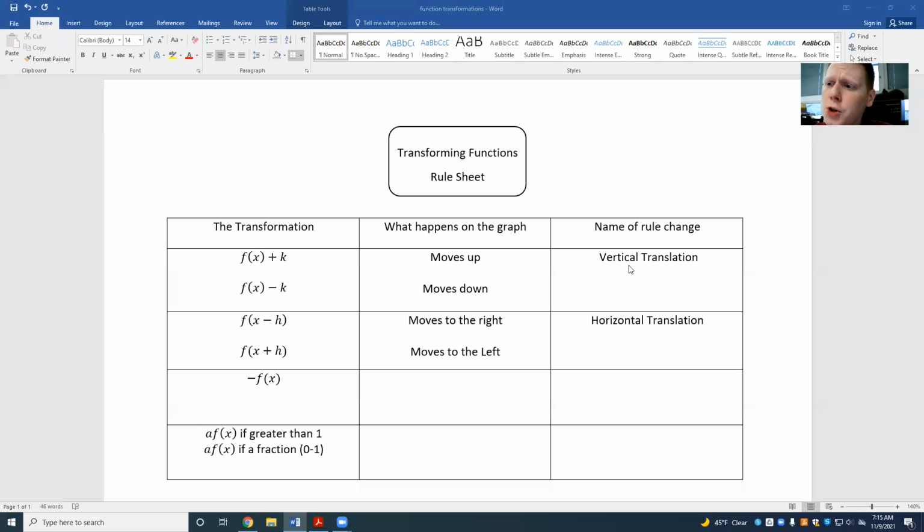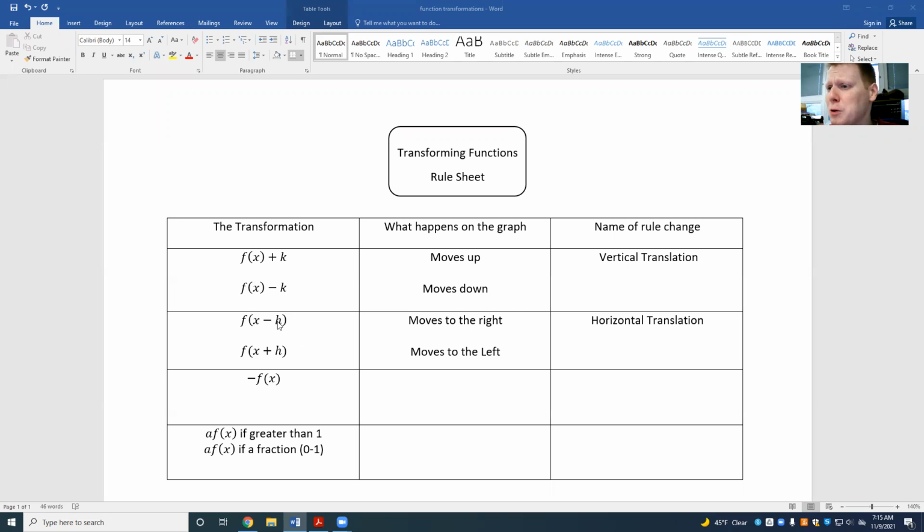All right, so back to our rule sheet if you want to start writing this down, but you should have noticed when you subtract on the inside, it actually moves to the right. And when you add on the inside, it actually moves to the left. How I keep this straight is it's actually the opposite of what you would expect, because most students, if I asked you if you subtract, you would probably say it goes to the left. And if I said it adds, you probably say it goes to the right, but it is backwards.